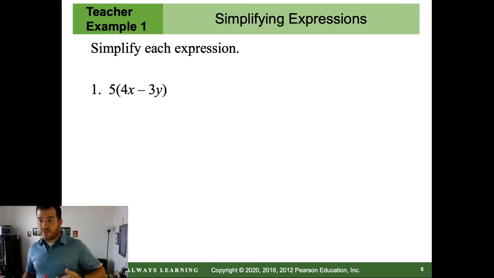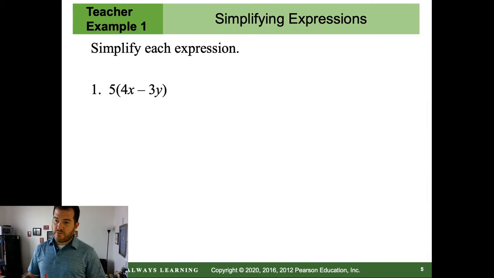Okay, so the first thing we did in class today is we talked about simplifying each expression. So on Friday in lesson 1.6, we talked about different properties. We talked about the commutative property, which we're going to talk about again today. We talked about the associative property, the identity property, the inverse property, and then finally something called the distributive property.